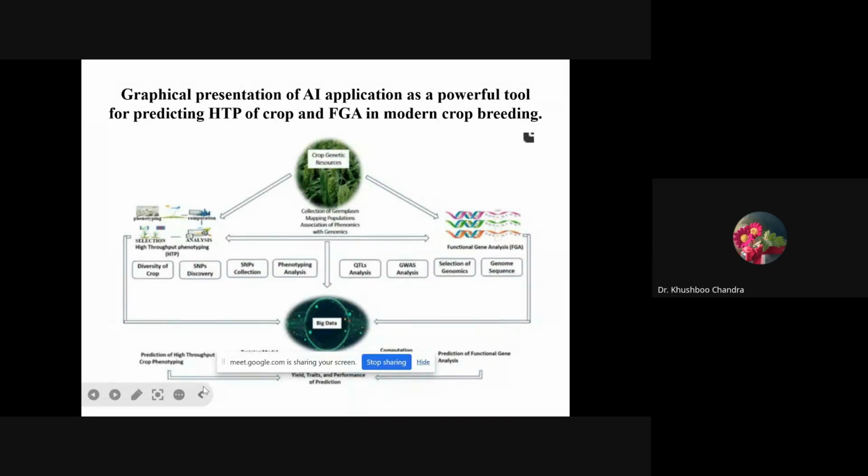And this is very helpful while processing data. Here you can see the different approaches, like how we are collecting diversity, how we are mapping the population, and ultimately at each and every step, either you are using GWAS or marker-assisted selection, or whenever you are doing speed breeding or phenotyping, in that case AI is involved or included.